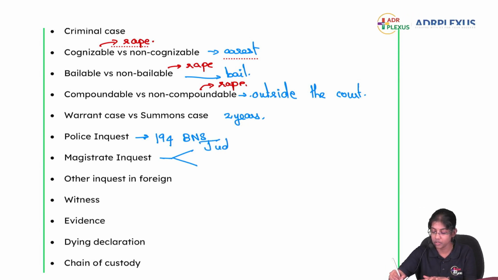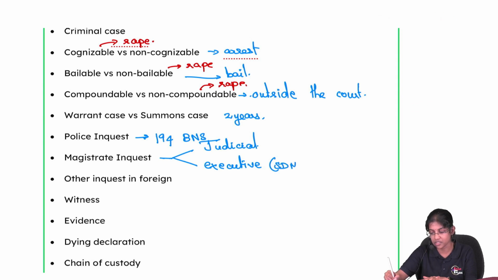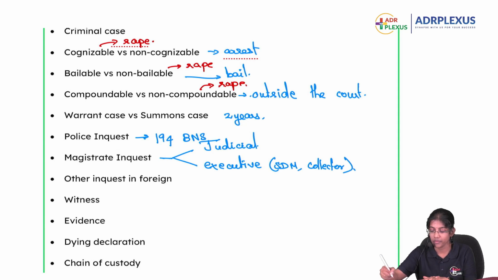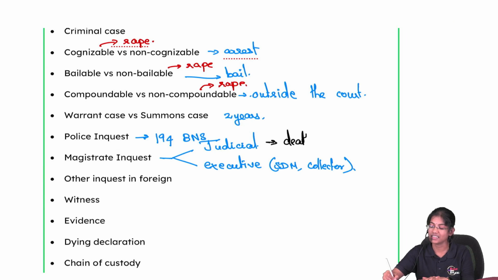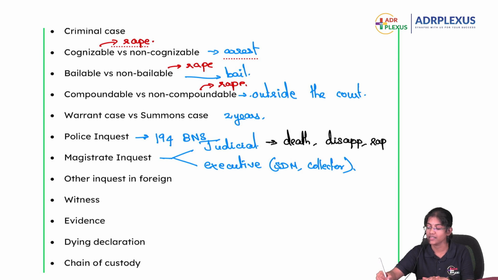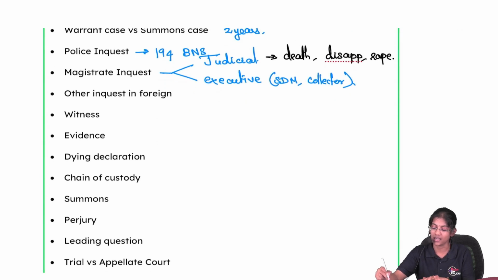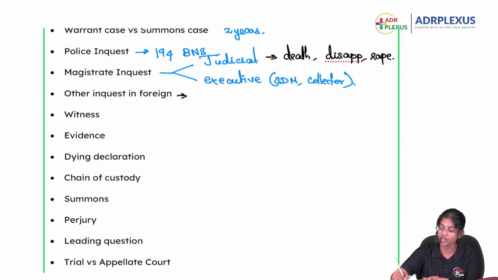You have two types, judicial and executive. Executive includes your subdivisional magistrate, collectors, tahsildars and everyone. In judicial magistrate inquest, they are going to consider death, disappearance and rape in custody. Other types of inquest done in foreign countries are the coroner and the medical examiner.